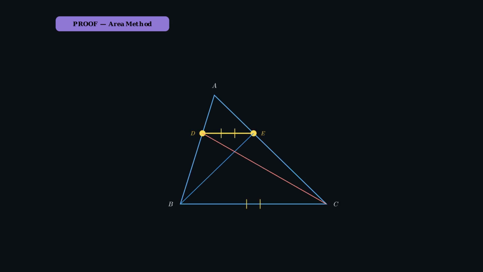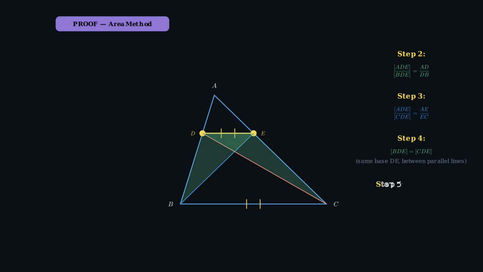Here's the clever area argument. Step 1. Connect B to E and C to D to form triangles BDE and CDE. Step 2. Note that triangles ADE and BDE share the same height from E to AB. So their area ratio equals AD over DB.